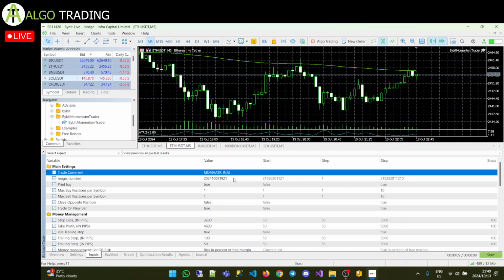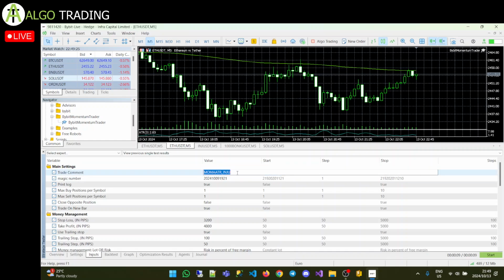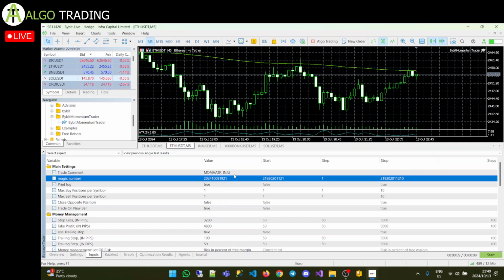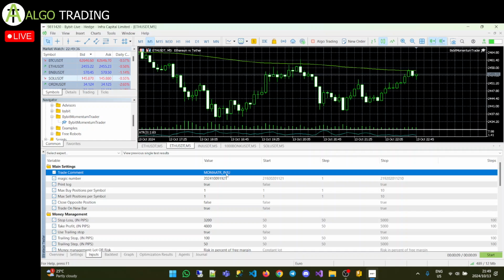Okay, so you've got your trade comment. If you want a specific comment to be in the comments box when you make a trade, or under your trade section, you put in your comment. You could add something so you know which algo and which instrument you're trading.